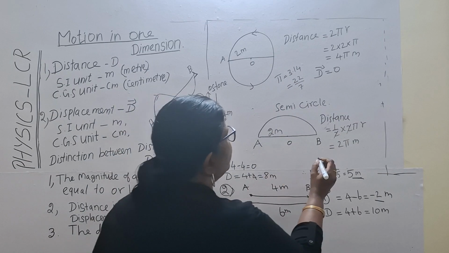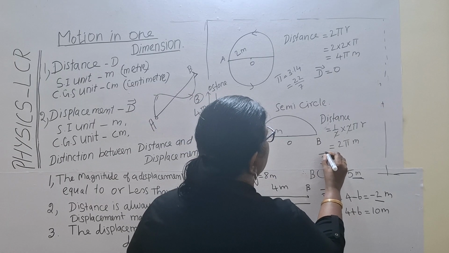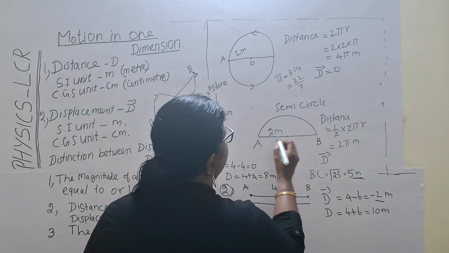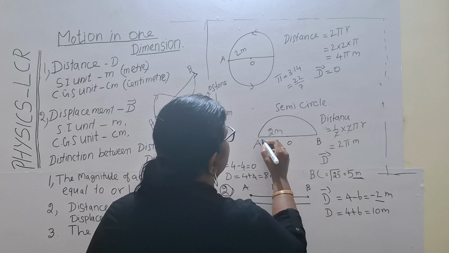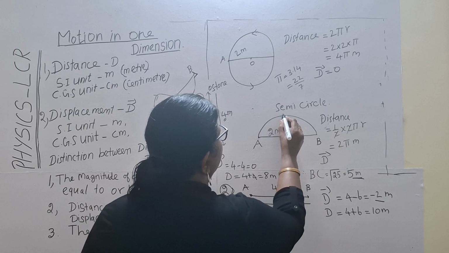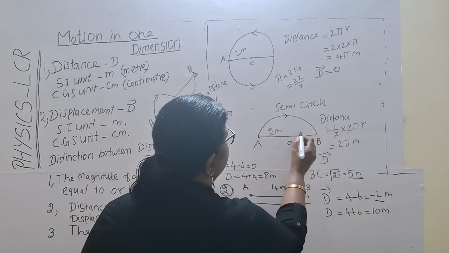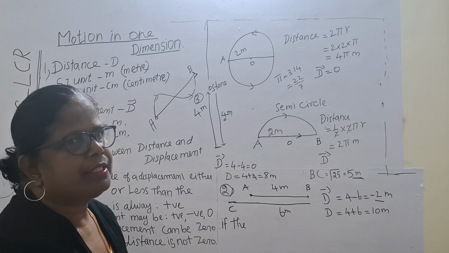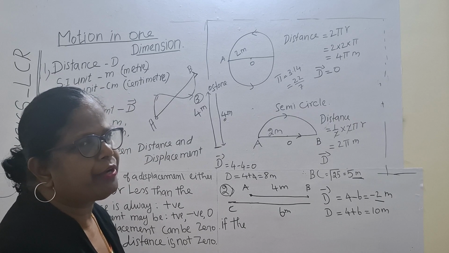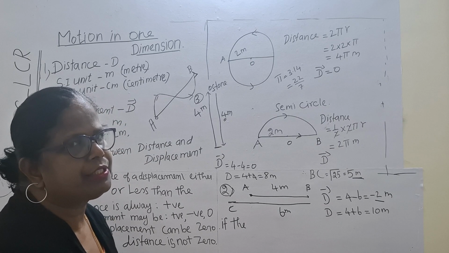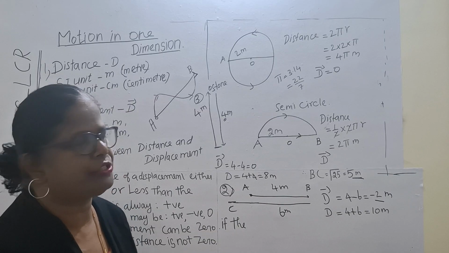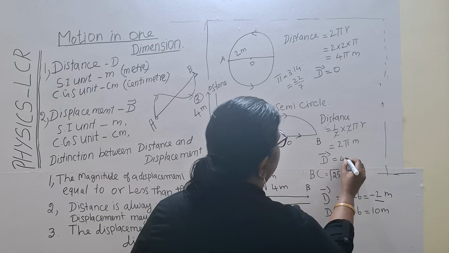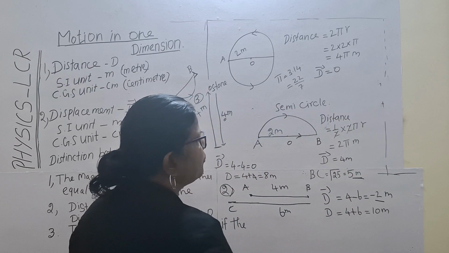Okay. So what will be the displacement? What will be the displacement? We can say it is the shortest distance, A to B. The body is actually moving from A to B this way and this way. Displacement is the shortest distance from the initial point to the final point, initial position to final position. So it is 2 meter plus 2 meter, it will become 4 meter.